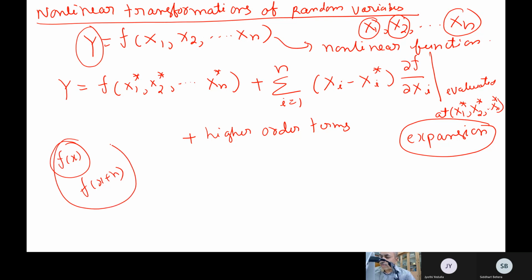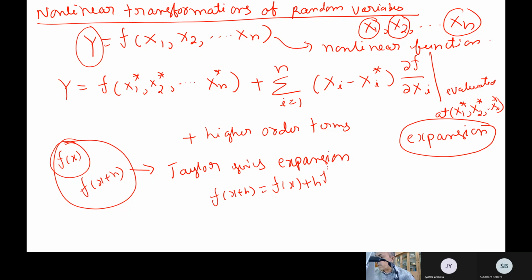You have done mathematics, right? If you know f of x, how do you calculate f of x plus h at some slight perturbation? What type of expansion do you use? Have you heard of the Taylor series expansion? Yes, sir. So f of x plus h is f of x plus h f dash of x plus h square by 2 factorial f double dash of x, and so on. That is the Taylor series expansion.